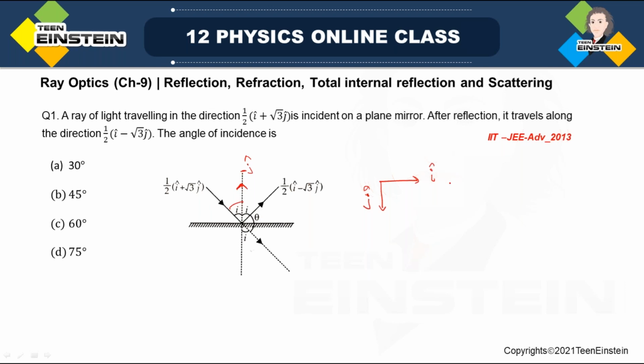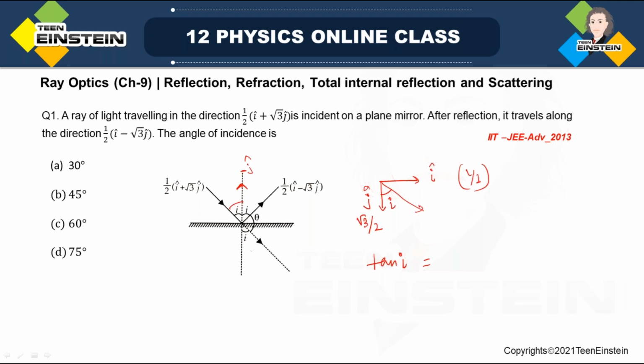In this direction the component has a magnitude half, and in this direction it has square root of 3 by 2. This will give you the angle of incidence if you can find it out. So the angle of incidence will be obtained from tan of the angle of incidence.